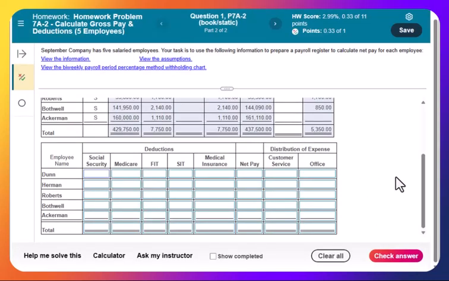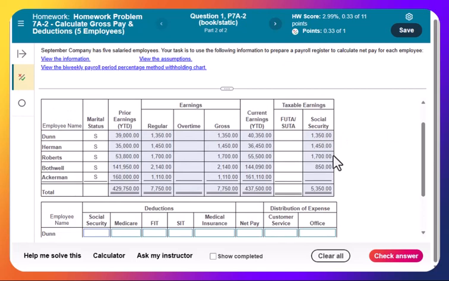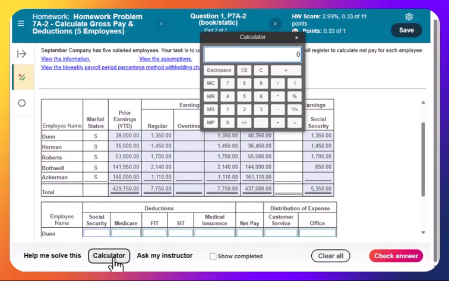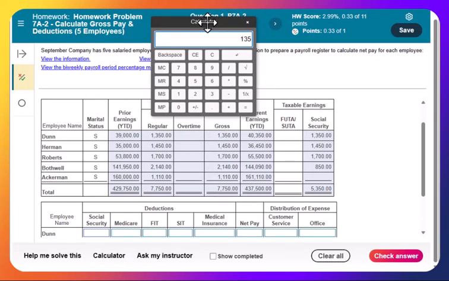Okay, so now part 2 of this problem for the deductions comes up here. So we'll go ahead and start calculating the Social Security here for Dunn. So note we just got the taxable earnings for Social Security here. So we can pop open our calculator and then we can start by inputting the 1350 multiplied by 6.2. We can hit the percent key for 83.70 for Dunn.